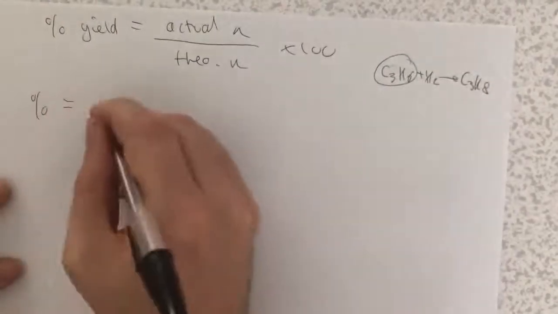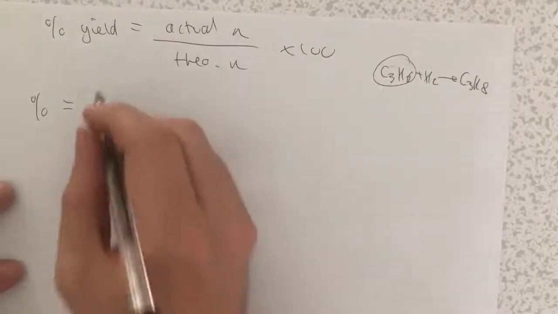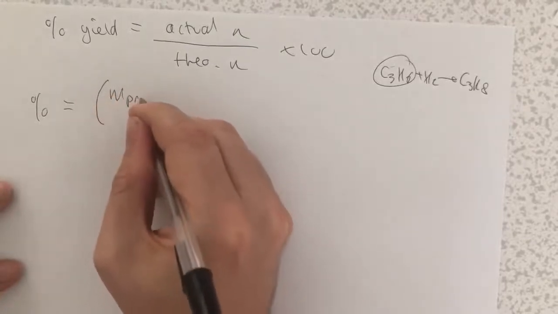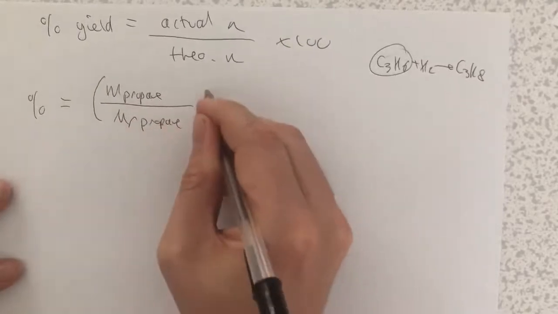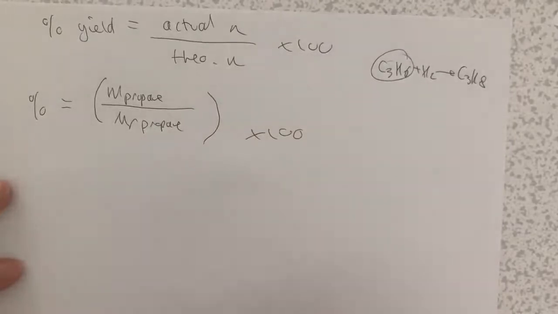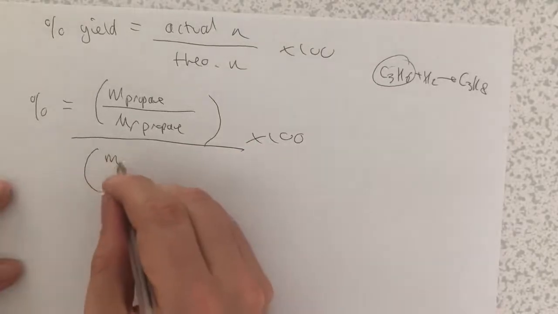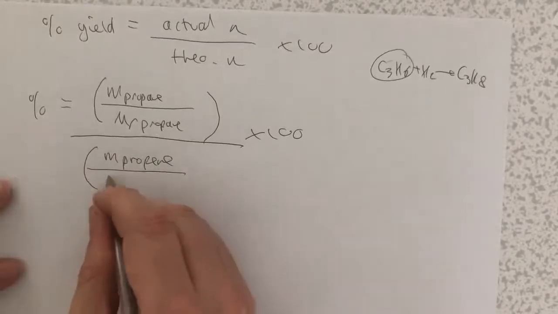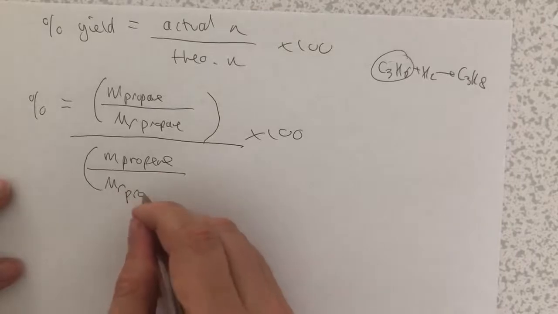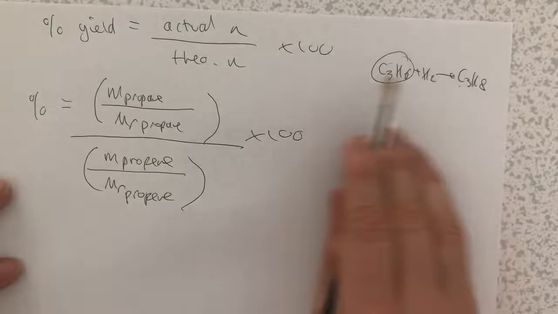I can say my percentage yield, well, rather than saying actual moles, we know that moles is mass over MR. So I can say the mass of my product, propane, over the MR of my product, propane, times by 100. And I can do the same for the thing on the bottom. I can say, rather than saying theoretical moles, that is the mass of my reactant, propene, over the MR of my reactant, my limiting reagent, propene. And again, that only works because it's a 1-to-1 ratio. If this was a 1-to-2 ratio, we'd need to take that into account.